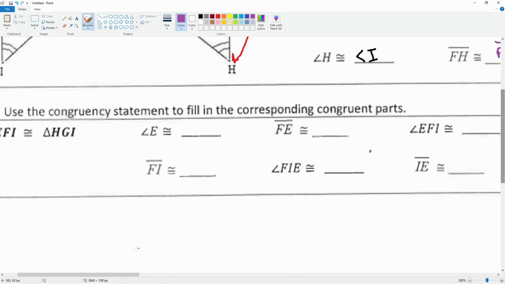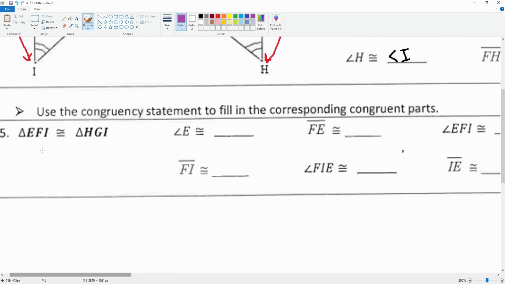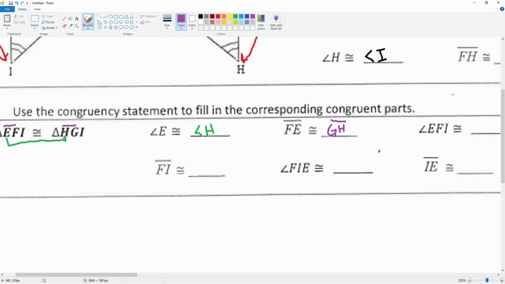All right, so here we already have the congruency statement. E corresponds to angle H, so E is congruent to angle H. And then let's FE. FE is the first two, so that's going to be GH. EFI is going to be congruent to that angle of HGI.